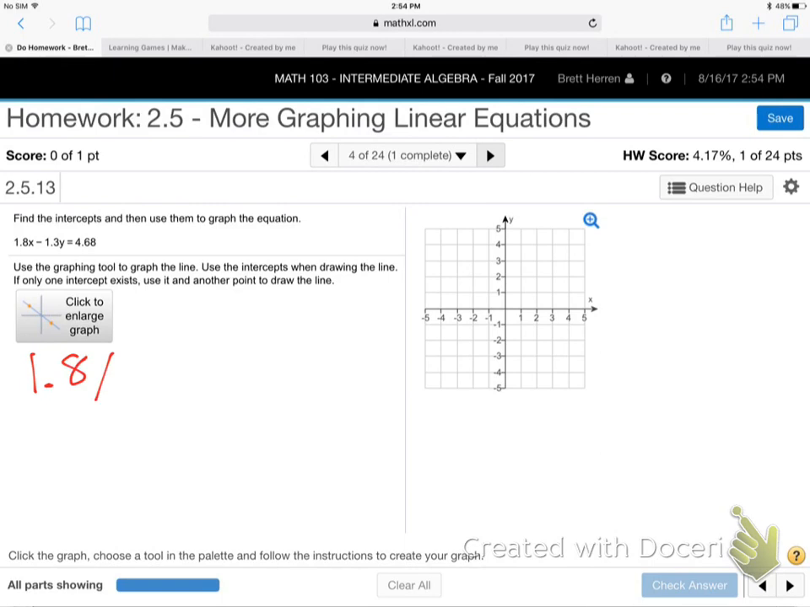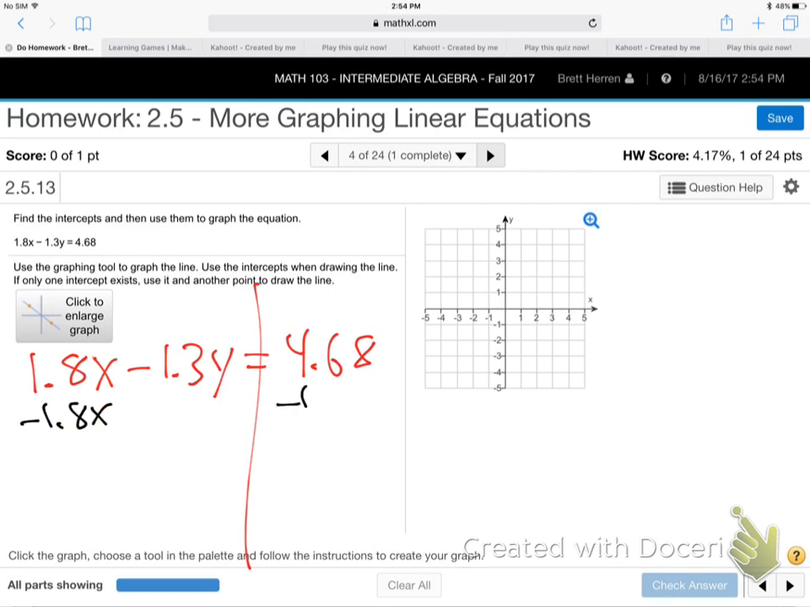Let me do it with you, see if they go away. 1.8x minus 1.3y is 4.68. Okay, so solve for y. You know the first step, right? Get y alone. Let's go ahead and use a calculator with all these ugly decimals.